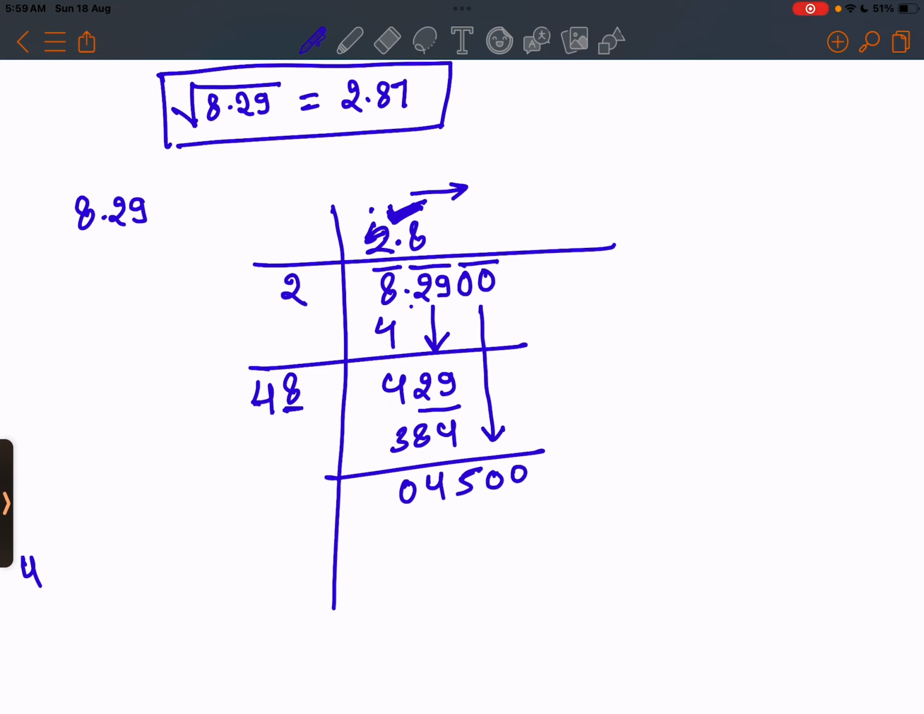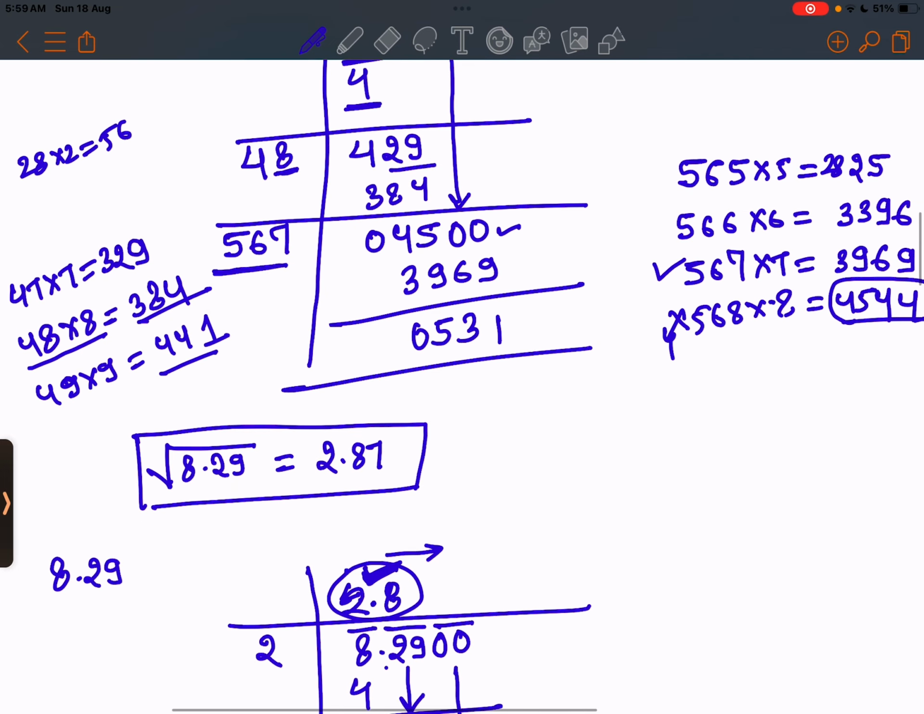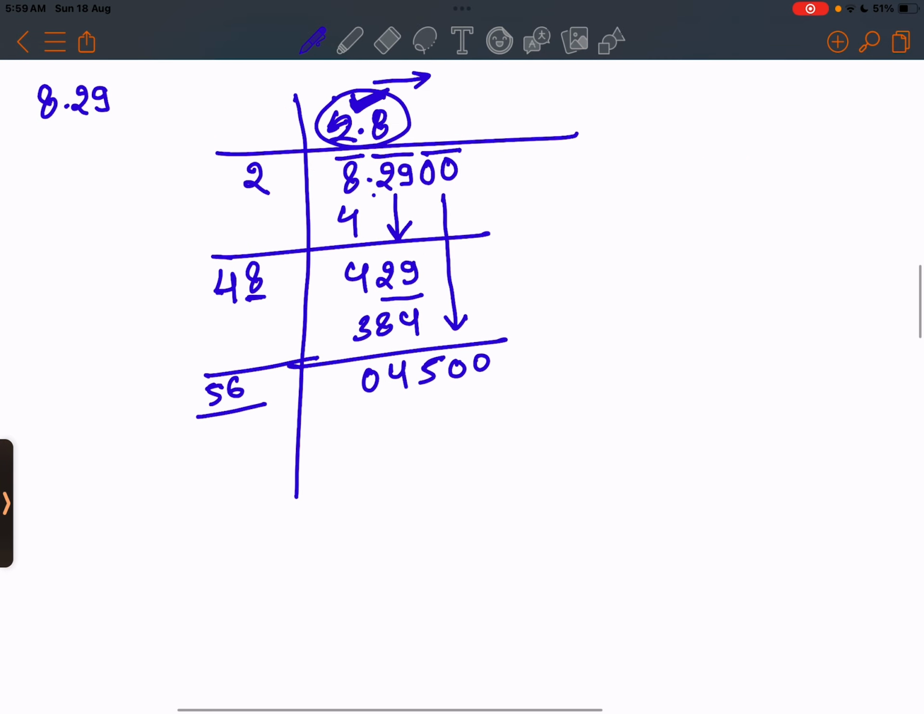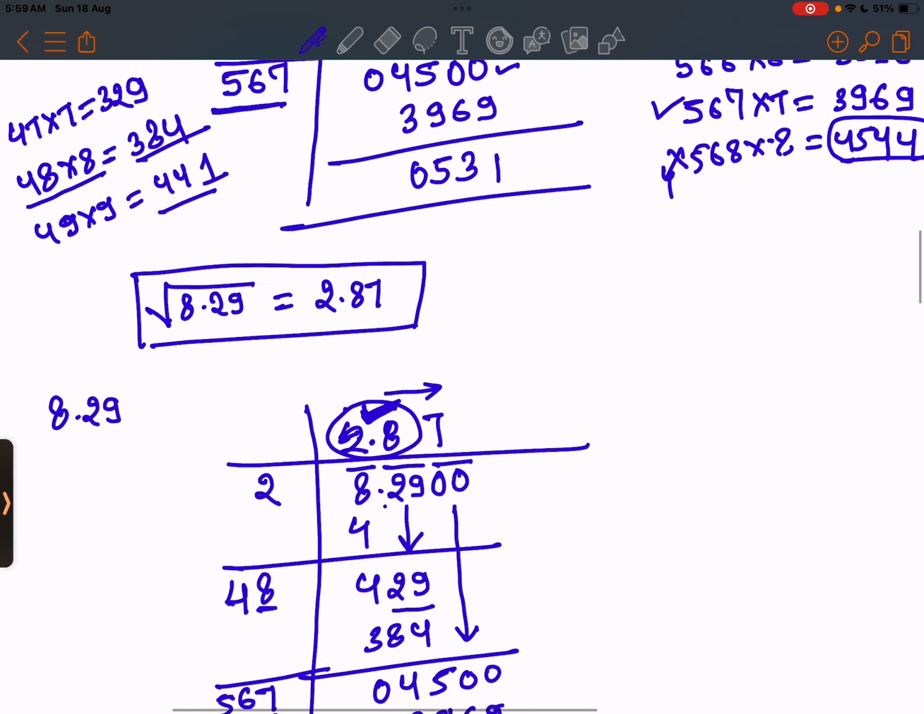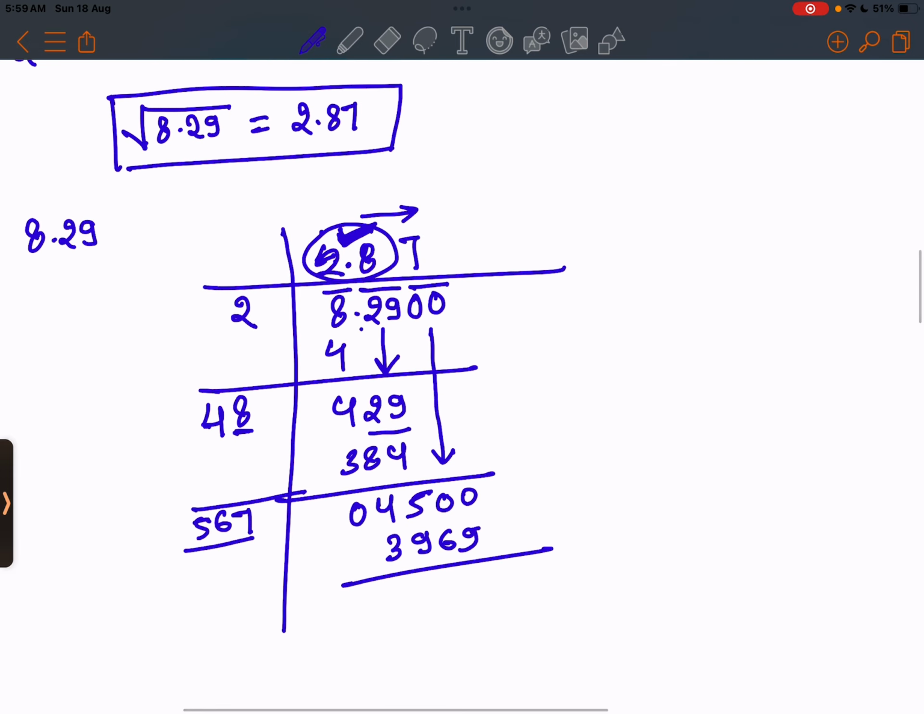Now further we have to divide. Here the number would be 2 times 28, so the number will be 56. Now the next divisor would be 567. Earlier we have solved like this. Then in 7 times 3969, that is not okay, and the remainder is 1.